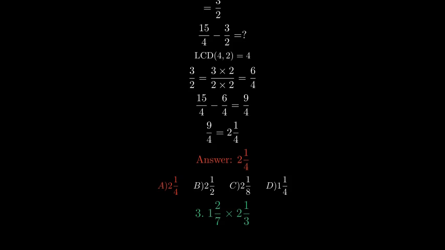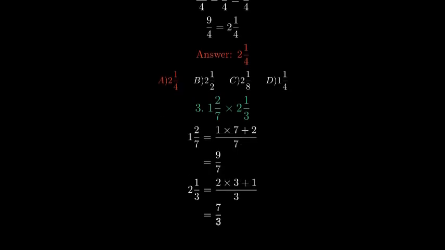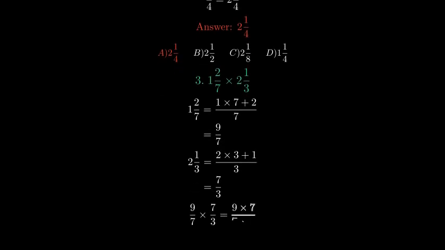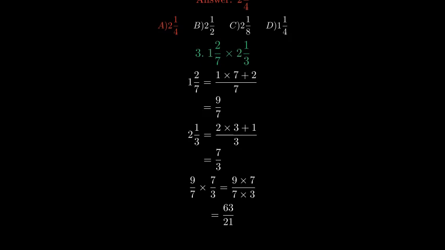Now, let's learn how to multiply mixed numbers. Our example is 1 and 2/7 multiplied by 2 and 1/3. First, we convert the mixed numbers to improper fractions. 1 and 2/7 equals 9/7. 2 and 1/3 equals 7/3. To multiply fractions, we simply multiply the numerators together and multiply the denominators together. 9 times 7 equals 63. 7 times 3 equals 21. So we get 63 over 21.